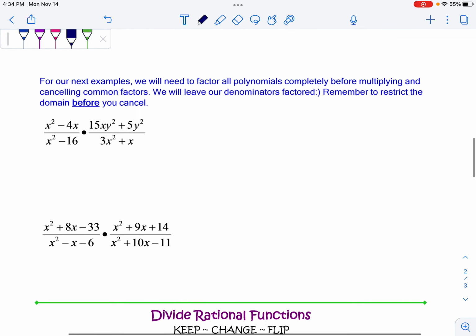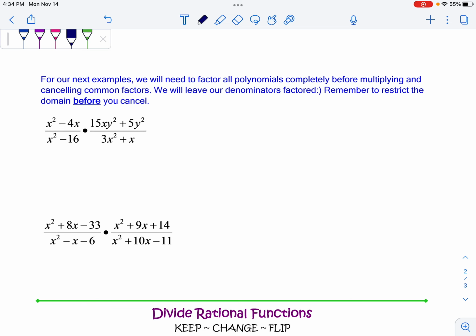All right, so in these next two examples, you're going to have to first start by factoring, and then you're going to have to find the domain restrictions or the excluded values and cancel out those like terms. So let's get started. Starting with the first piece up here, the numerator of the first fraction, that one has a GCF of x. So I bring out the x and I'm left with x minus 4.